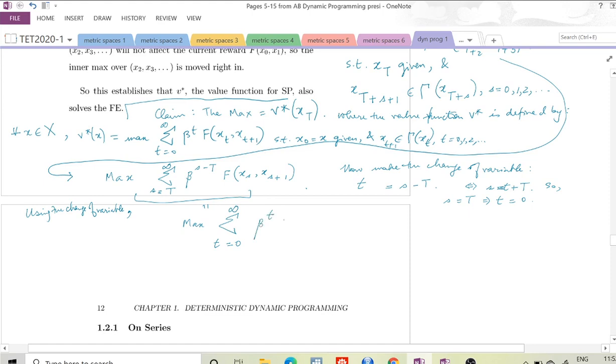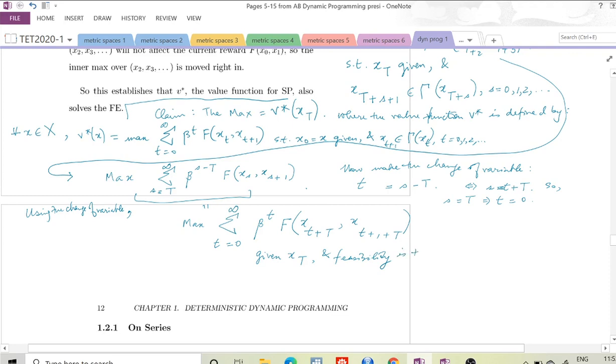Beta raised to the small t, F of x t plus capital T, x t plus 1 plus capital T. And you can write the feasibility constraints in, but now you see that this objective function, given x capital T and feasibility, is an infinite horizon problem.